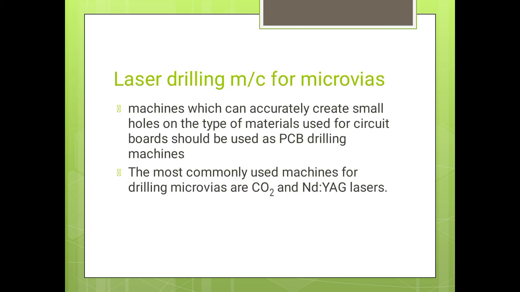Laser drilling machines for microvias. In general, what laser drilling do we use in CNC for PCB applications? We need to select a machine which can create small holes in the types of materials used for printed circuit boards. Basically, the drill diameter will be around 12 mil to 6 mil, even less than 6 mil. The most commonly used laser drilling machines for drilling microvias are CO2 and Nd-YAG lasers.